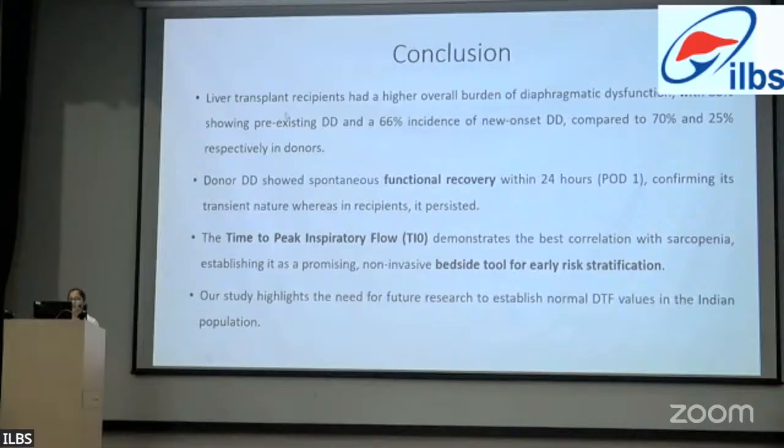So our study concludes that liver transplant recipients had an overall burden of diaphragm dysfunction, with 88% pre-existing diaphragmatic dysfunction and 66% new-onset diaphragm dysfunction, compared to 70% and 25% respectively in donors. Donor diaphragm function showed spontaneous recovery within 24 hours, confirming its transient nature, whereas in recipients it persisted. And the time for peak inspiratory flow demonstrated the best correlation with sarcopenia, establishing it as a promising and non-invasive bedside tool for early risk stratification.